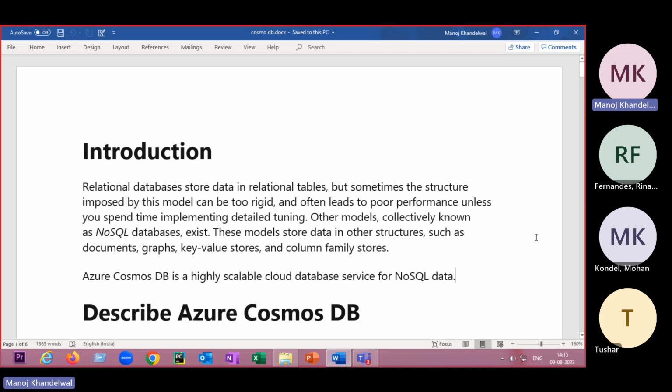Okay, so we have seen that we have different types of data: structured, semi-structured, unstructured. This document I'll be sharing with you guys. Relational databases store data in relational tables, but sometimes the structure imposed by these models can be too rigid. A relational database has a fixed schema: you have to create tables and all the columns, and even if you want to add more information, you have to add a column and modify the structure of the database.